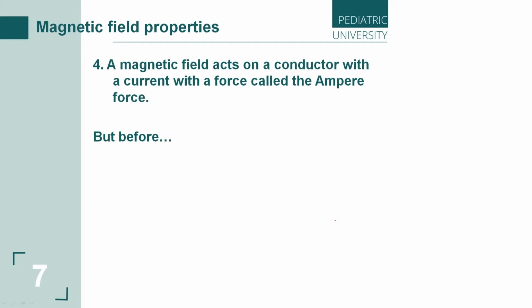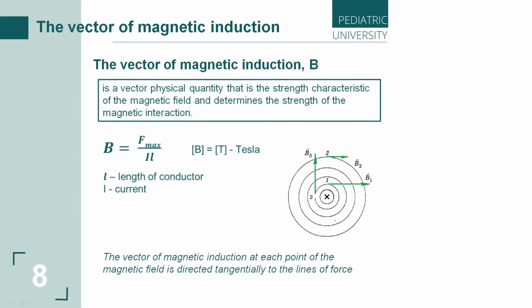But before we discuss the ampere force, we must talk about a very important physical characteristic of the magnetic field. This is the magnetic induction, the vector of magnetic induction. This is a vector physical quantity. It is the force characteristic of the magnetic field, or we can say the strength characteristic of the magnetic field, and it determines the strength of magnetic interaction.